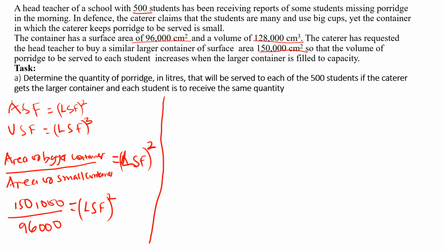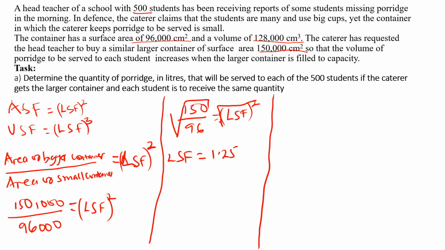So if you cancel those zeros, you get 150 divided by 96 is equal to linear scale factor, bracket squared. If you see a square, introduce the square root symbol on both sides. Then linear scale factor is equal to 1.25. But now that I have the linear scale factor, I can get the volume. So you say that volume scale factor is equal to linear scale factor, cubed.